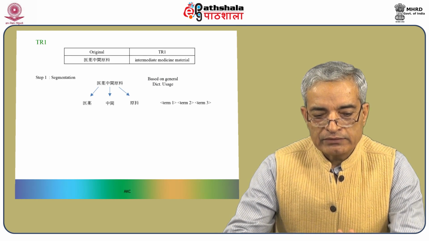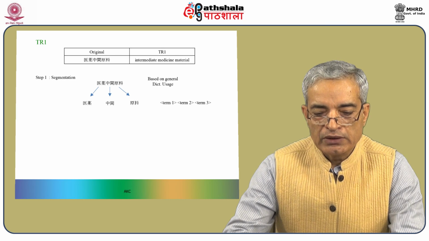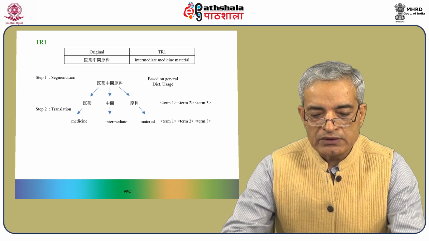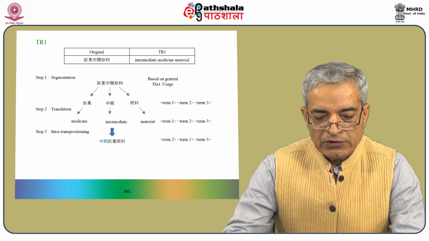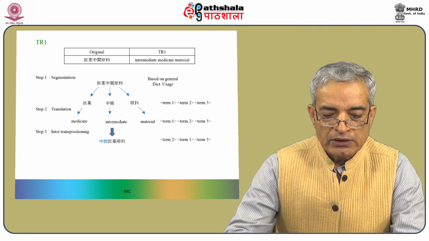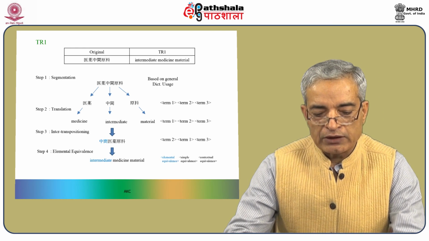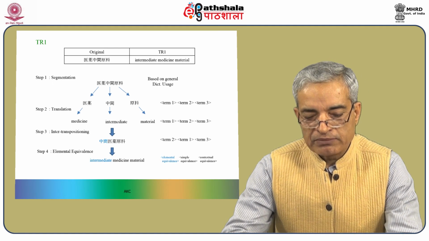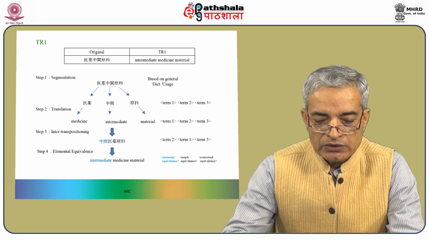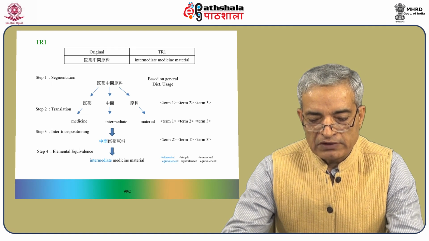This is what we had: Iyaku, Chukan, Genryo. Iyaku, Chukan, Genryo has 3 elements: term 1, term 2, term 3. When it was translated as medicine intermediate material, that means term 1, term 2 and term 3 as it is. But what was used was intertransposition 1, that is term 2, term 1 and term 3. Chukan, Iyaku, Genryo was the order in which it came as the final equivalent. The elemental equivalence was intermediate medicinal material. It is intermediate equivalence, elemental equivalence for the intermediate, then simple equivalence, and then the contextual equivalence.